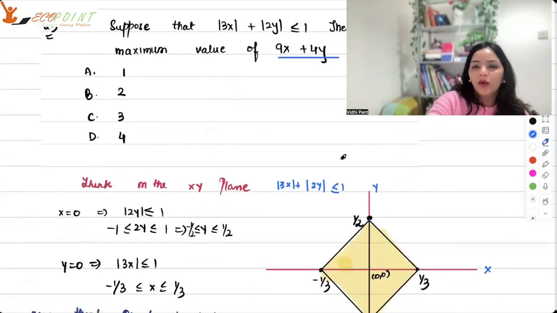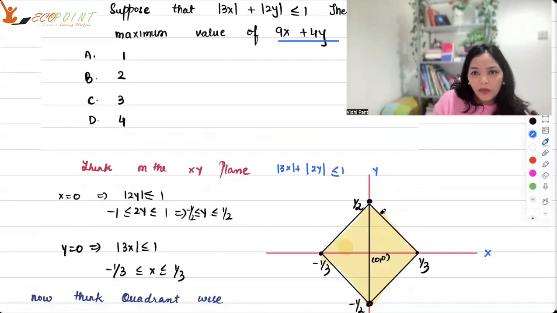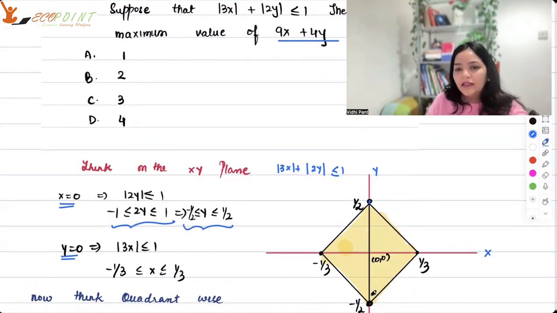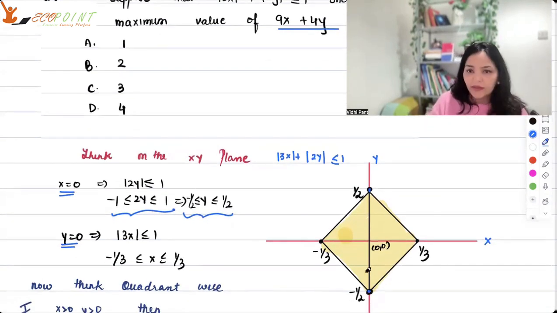On the xy plane, what will it look like? Get the point of intersection with the x-axis and y-axis. So put x equal to 0 and then y equal to 0. When x is equal to 0, you get mod of 2y is less than or equal to 1. That means 2y is between minus 1 and 1, so y is between minus half and half. So that is why you will see the points of intersection with the y-axis: minus half, half.